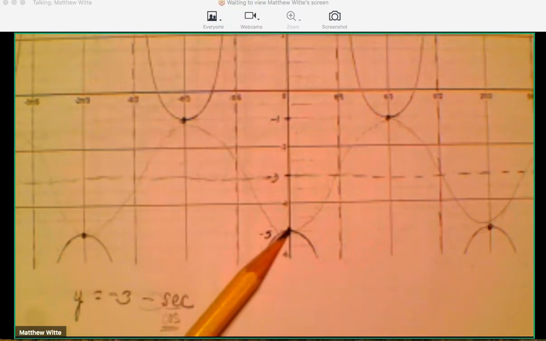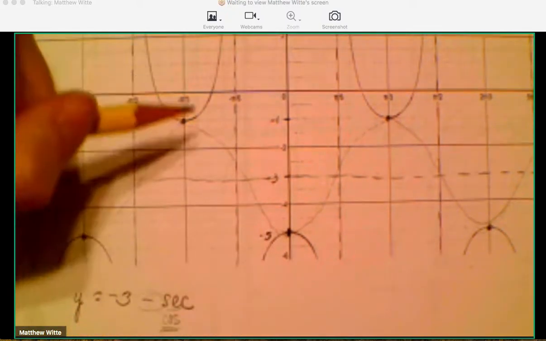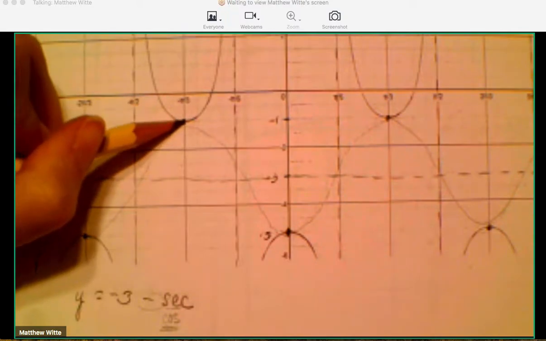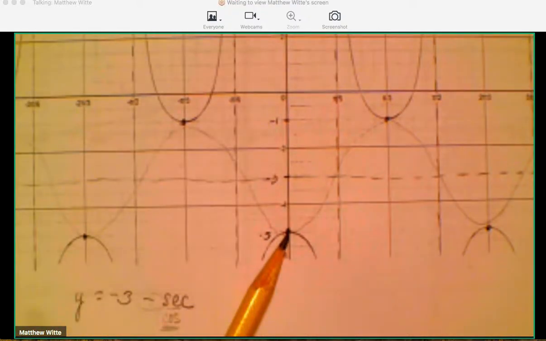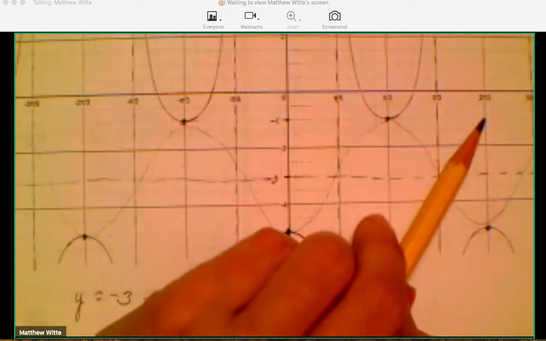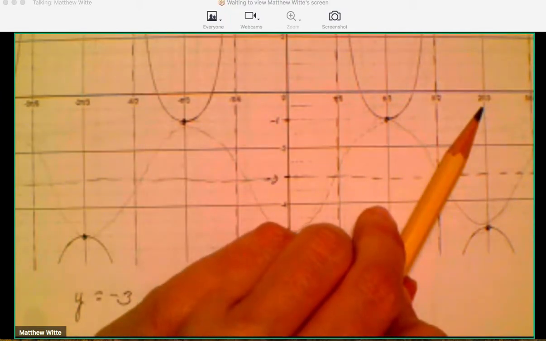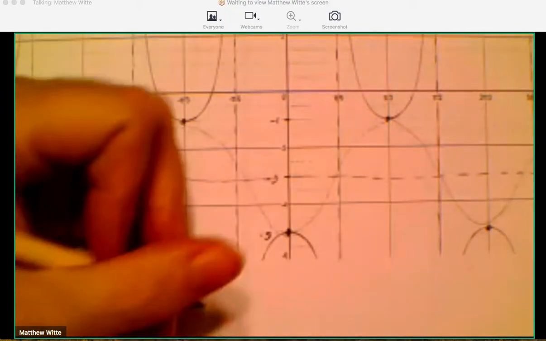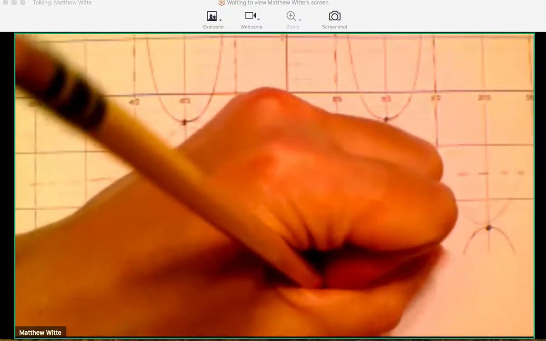In this case, I don't have a shift, but I do have to think about the period. The quickest way to find a period is to look at one maximum and go to the next maximum, or look at one minimum and go to the next minimum. Since my minimum is on 0, it's probably easiest to do that. So it's going from 0 to 2 pi over 3. You probably can't see it, but that says 2 pi over 3. So my period is 2 pi over 3.